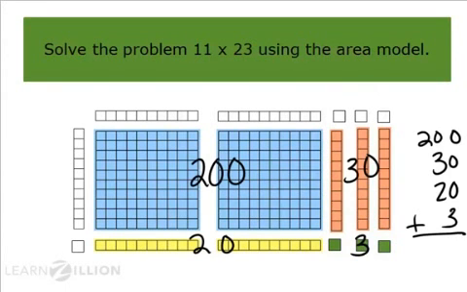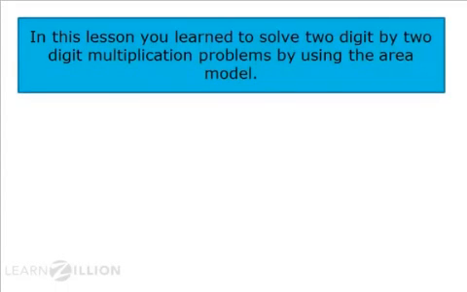We can use the values that we solved for, 200, 20, 30, and 3, and add them together to come up with the answer to our multiplication problem. So I see that 11 times 23 is equal to 253, or the area of this rectangle is 253. In this lesson, you learned to solve 2-digit by 2-digit multiplication problems by using the area model.